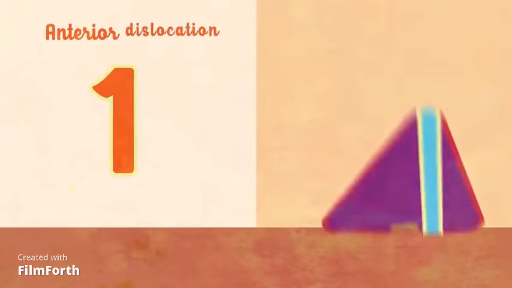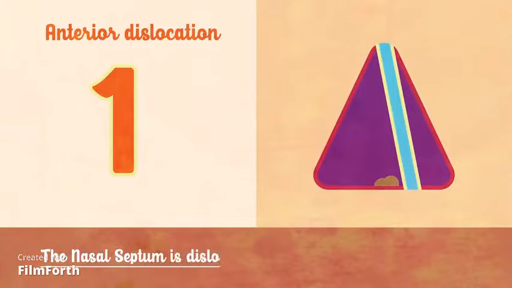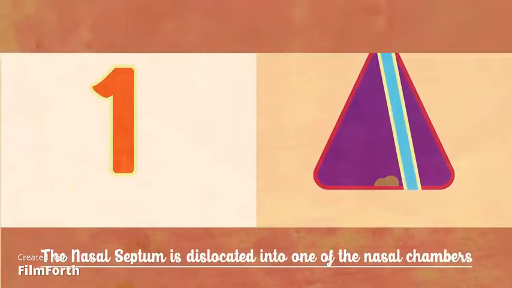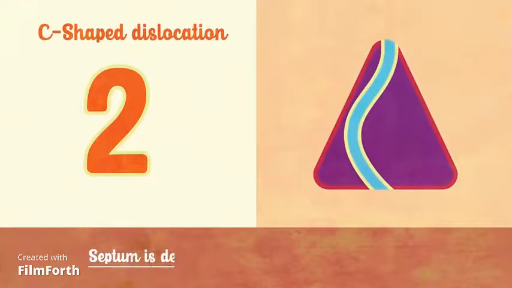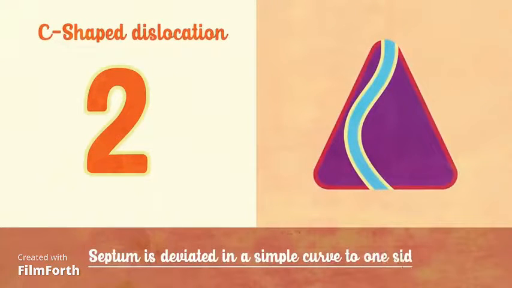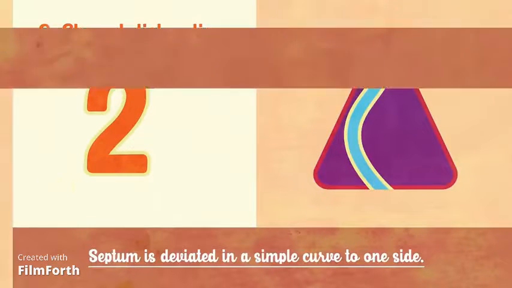Types of DNS. 1. Anterior dislocation. The nasal septum is dislocated into one of the nasal chambers. 2. C-shaped dislocation. Septum is deviated in a simple curve to one side. Compensatory hypertrophy of turbinates occurs on either side.